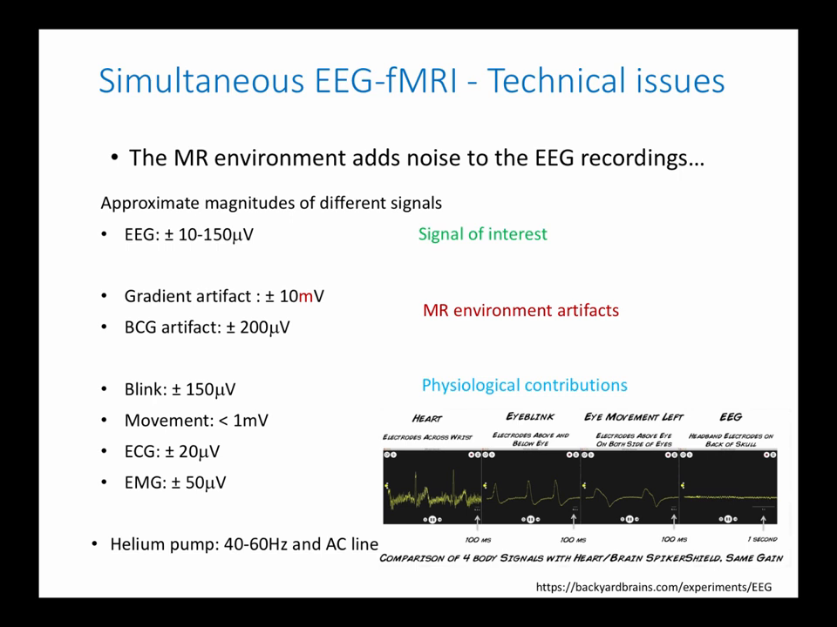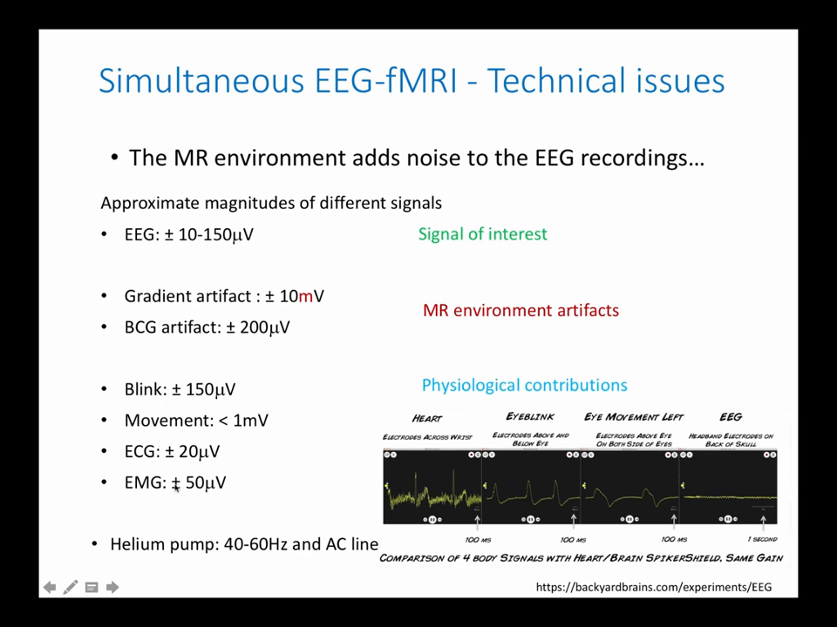To compound that, the EEG signal that you're looking for is 10 to 100 microvolts. That's what you want to see. But then once you stick the EEG in the scanner, you end up with some gradient artifacts. That's on the order of millivolts, so it's orders of magnitude higher. And you also get artifacts from the interaction of the heartbeats and the magnetic fields. So those are also there.